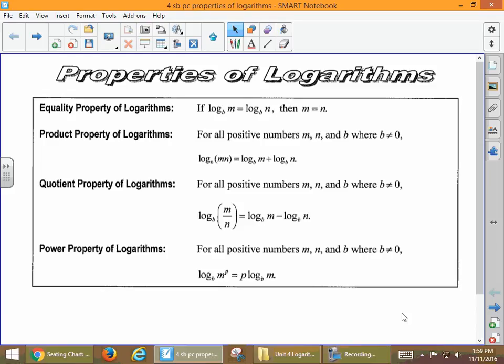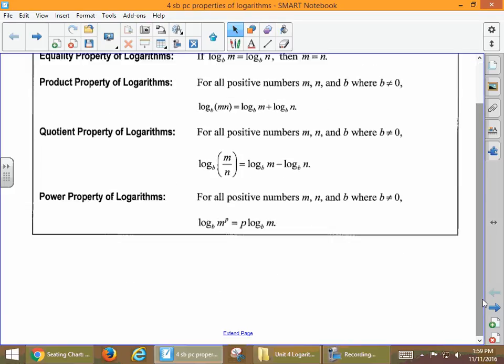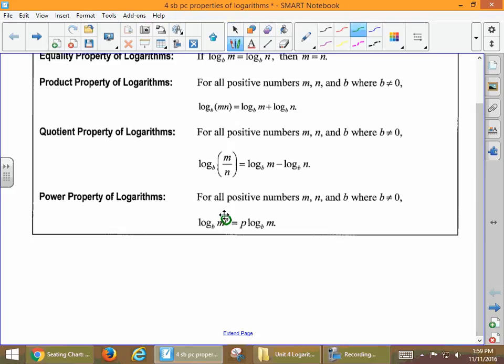And finally, the power property of logarithms says that if we have log base b of m to the p, we can take this exponent on our logarithm and we can rewrite it out in front of the logarithm, which is what the problem says. I just took the p and we wrote it out in front. The exponent becomes a coefficient.